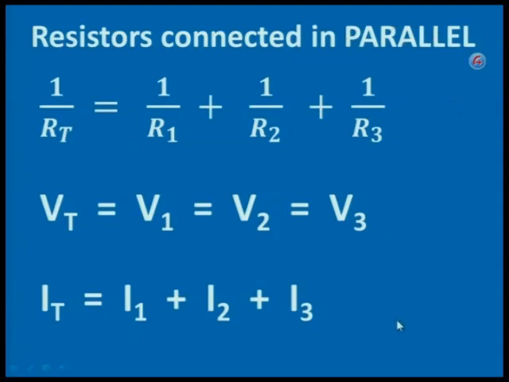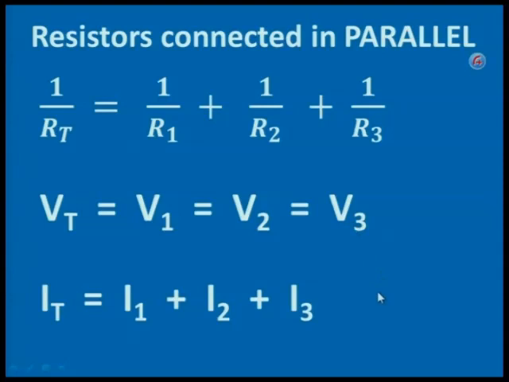Now these three equations are very important and you need to know that these apply to parallel circuits or the parallel part of a circuit. 1 over RT is 1 over R1 plus 1 over R2 plus 1 over R3, which is the resistance in R1, R2 and R3. V total is V1, which is equal to V2, which is equal to V3.